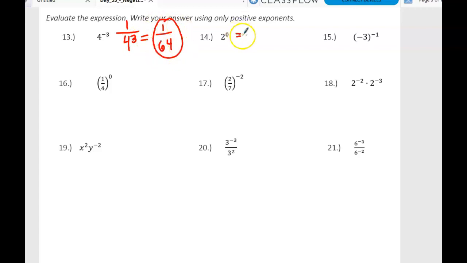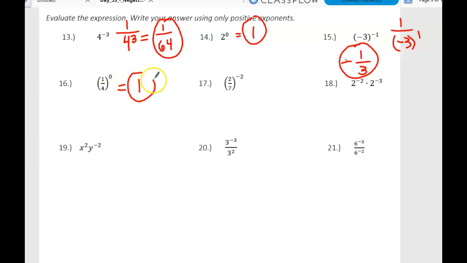Okay, 2 to the 0, that's easy, that's just 1. Negative 3 to the negative 1 power would make it a fraction and make it to the first power, so it's just negative 1/3. Okay, because negative 3 to the 1 power is just a negative 3. 1/4 to the 0 power, that's also 1.